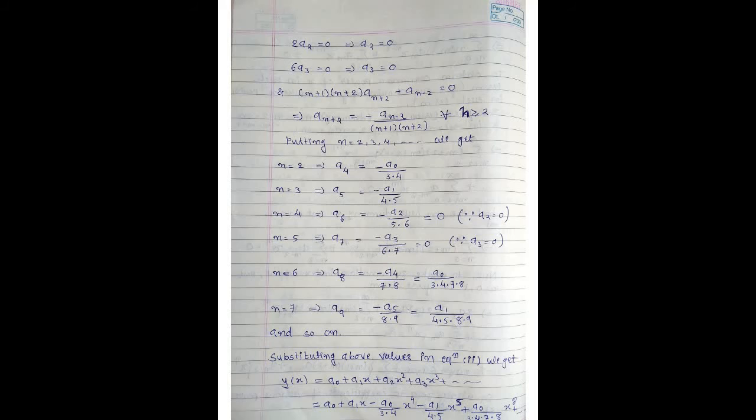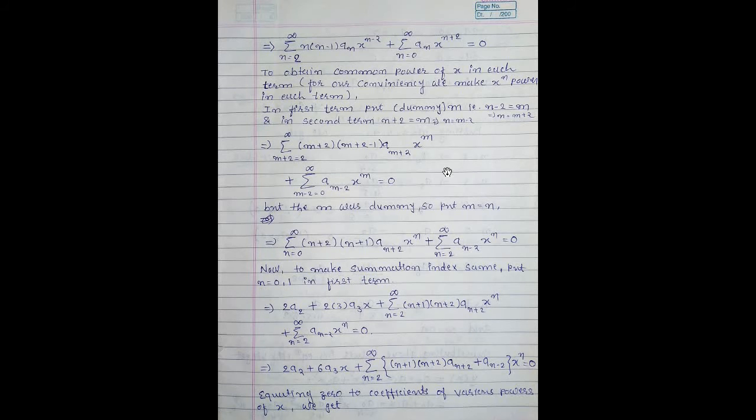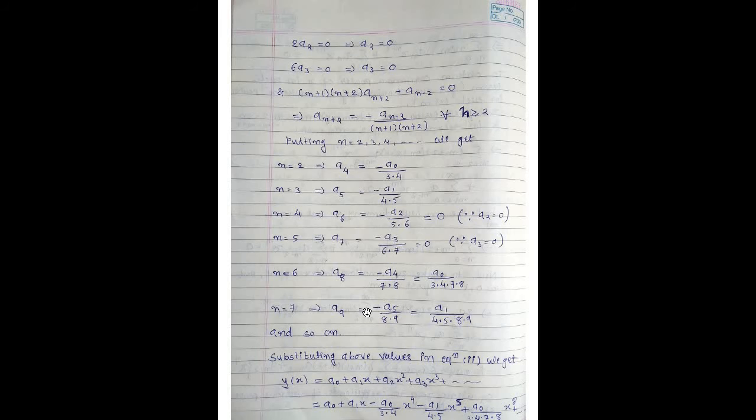How can we write this? See, the previous one, we have the recurrence relation from this term, right? And for this term here, the summation is running from 2 to infinity. That means it is valid for n equal to 2 to infinity. That's why we write this recurrence relation for all n greater than or equal to 2.